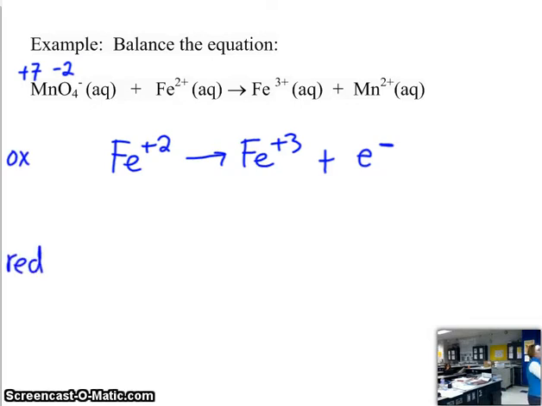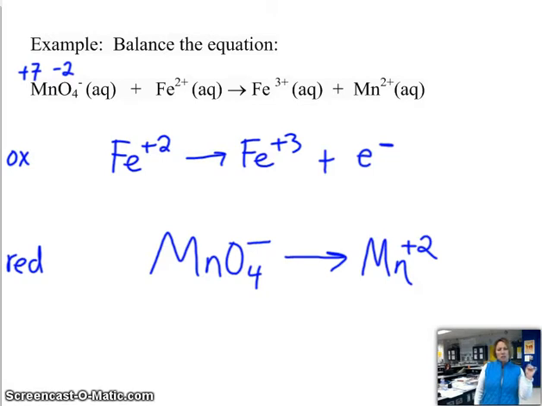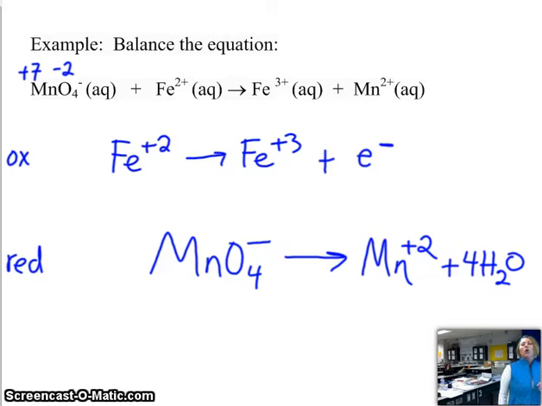Our reduction half reaction is obviously a little more confusing. You take the MnO4- and it goes to make Mn +2. You balance everybody except H or O first. 1 Mn, 1 Mn. You must do the steps in this order. You balance oxygens using water. There are 4 oxygens on the left, so you will add 4 waters to the right. You balance hydrogens by adding hydrogen ions. There are 8 hydrogens on the right, so on the left I add 8 hydrogens.